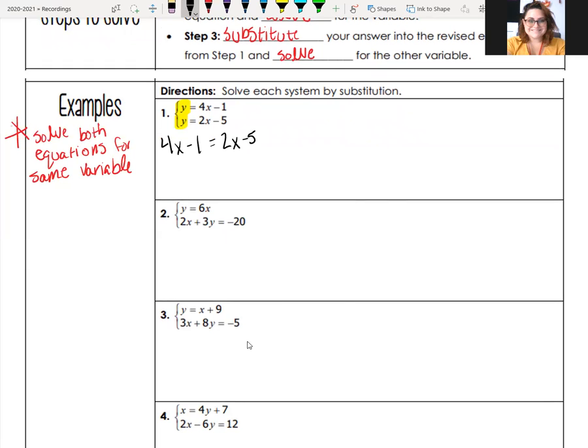And now we can find x. So the first thing we want to do is move our x's together. So I'm going to subtract 2 from both sides. And I would end up with 2x minus 1 equals -5. Then I'm going to add 1 on both sides. And when I do that, I get 2x equals -4. And now we just divide by 2 on both sides. And we end up with x equals -2.